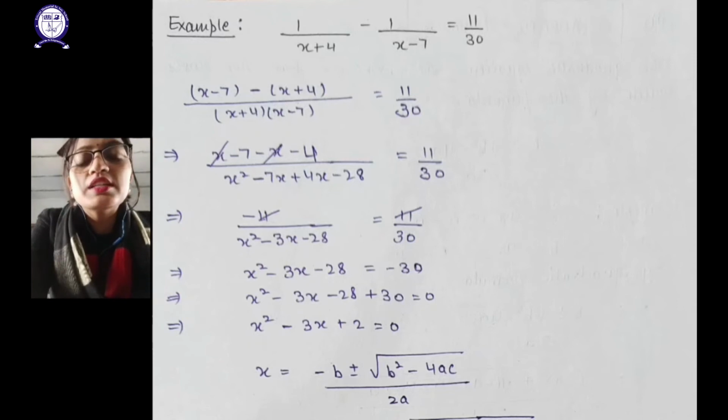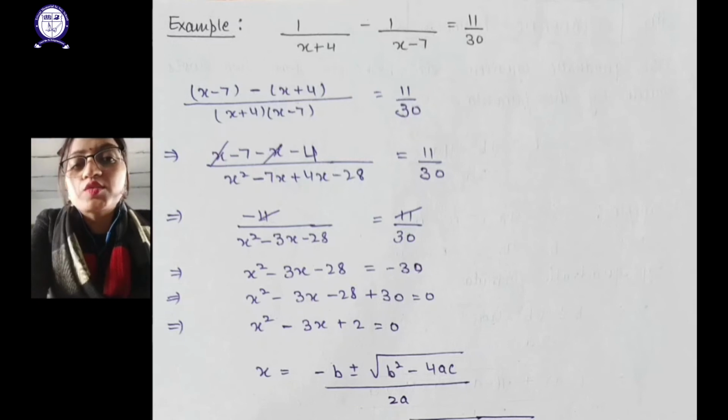So x square minus 3x minus 28 equals to minus 30, we will take minus 30 on the other side, and then x square minus 3x plus 2 equals to 0. This is the last equation which we got from the first equation. The first equation is reduced to the equation x square minus 3x plus 2 equals to 0. Now after that we will just apply the quadratic formula to find the solution.